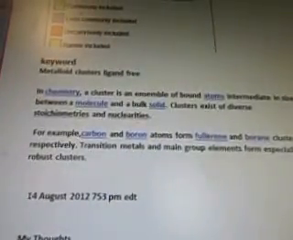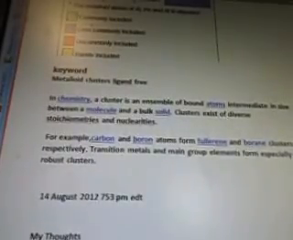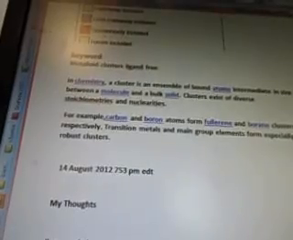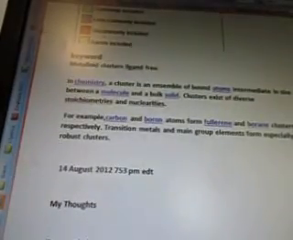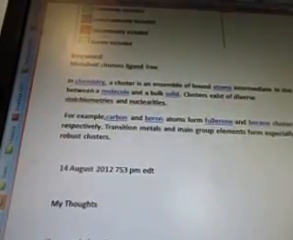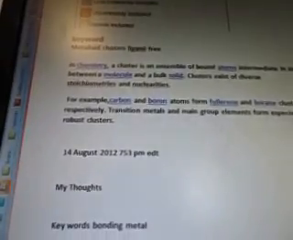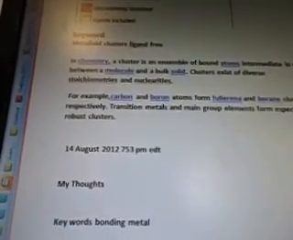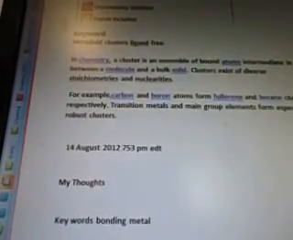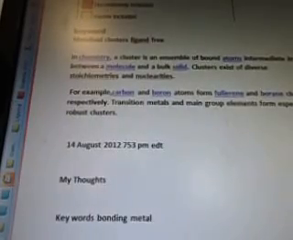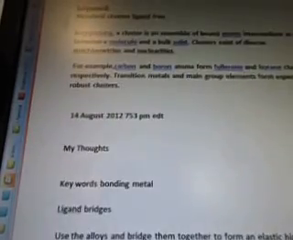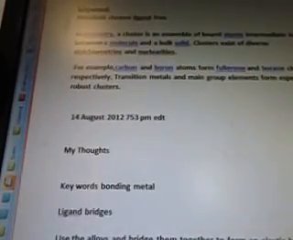So the quote from Wiki is, in chemistry, a cluster is an ensemble of bound atoms intermediate in size between a molecule and a bulk solid. Clusters exist of diverse stoichiometries and nuclearities. For example, carbon and boron atoms form fullerene and borane clusters, respectively. Transition metals and main group metals form especially robust clusters. So this is going to be about transition metals, which is in the UFO design, right?